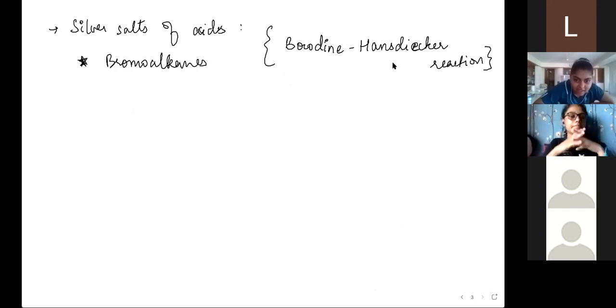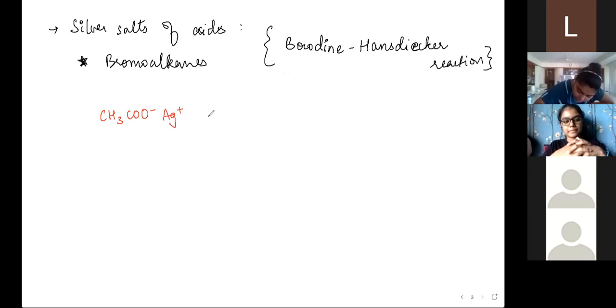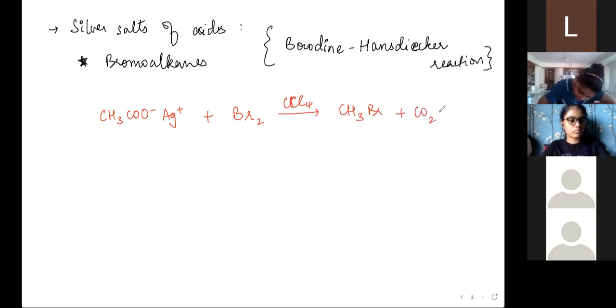So the Borodin-Hunsdiecker reaction. This is how it goes. You take a carboxylic acid silver salt, CH3COO minus, Ag plus. Then treat it with bromine in the presence of CCl4, carbon tetrachloride, which is the solvent basically. So you get CH3Br, the COO escapes as CO2, and you end up with silver bromide.